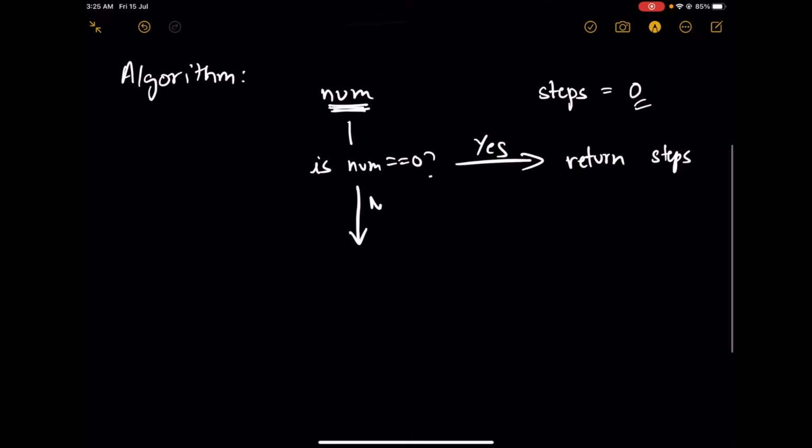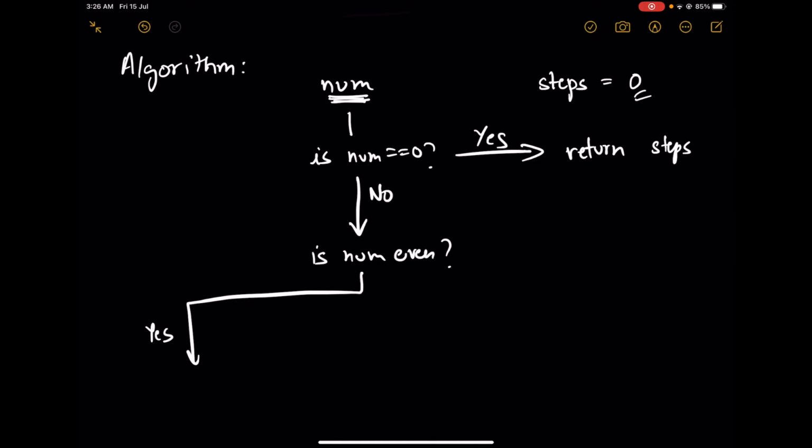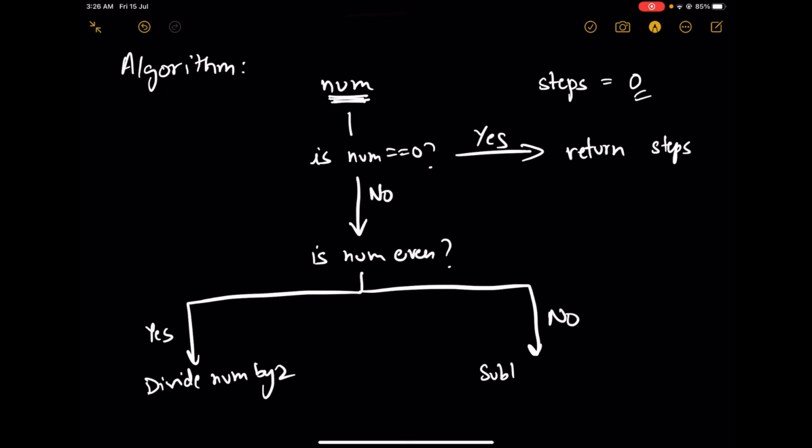But if it isn't 0, then what do I do? Now I need to do one step on it, right? But before deciding what kind of step I can do, I need to check, is num even? Because if num is even, then I want to divide num by 2, right? And if num isn't even, that means num is odd, then I want to subtract 1 from num, right?